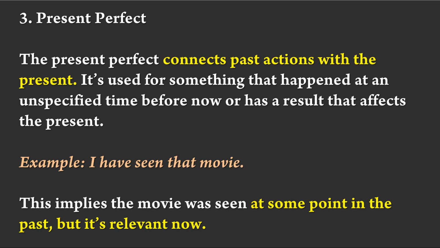3. Present perfect. The present perfect connects past actions with the present. It's used for something that happened at an unspecified time before now or has a result that affects the present. Example: I have seen that movie. This implies the movie was seen at some point in the past, but it's relevant now.